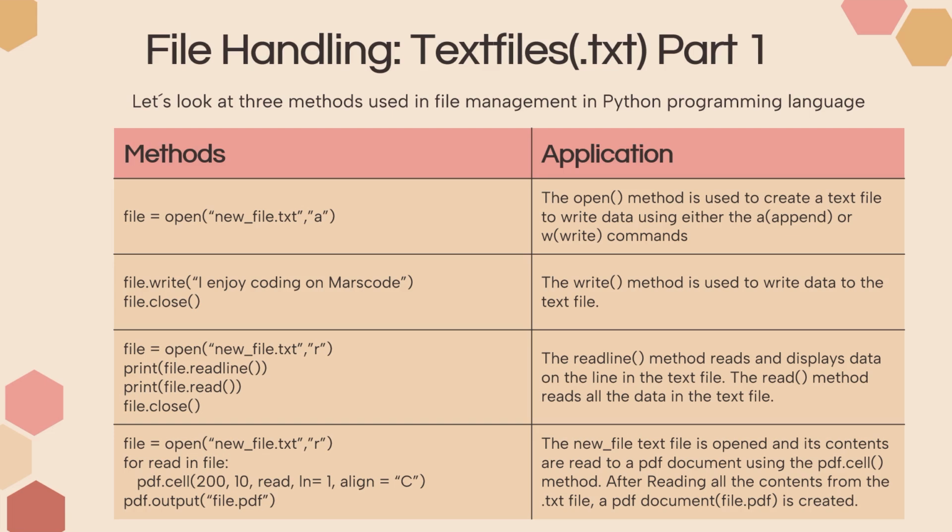So this entire method just shows you how you can convert a text file to a PDF file. Now the new_file text file is open and its contents are read to a PDF document using the pdf.cell method. After reading all the contents from the text file, a PDF document, which is file.pdf, is created as we've already seen.